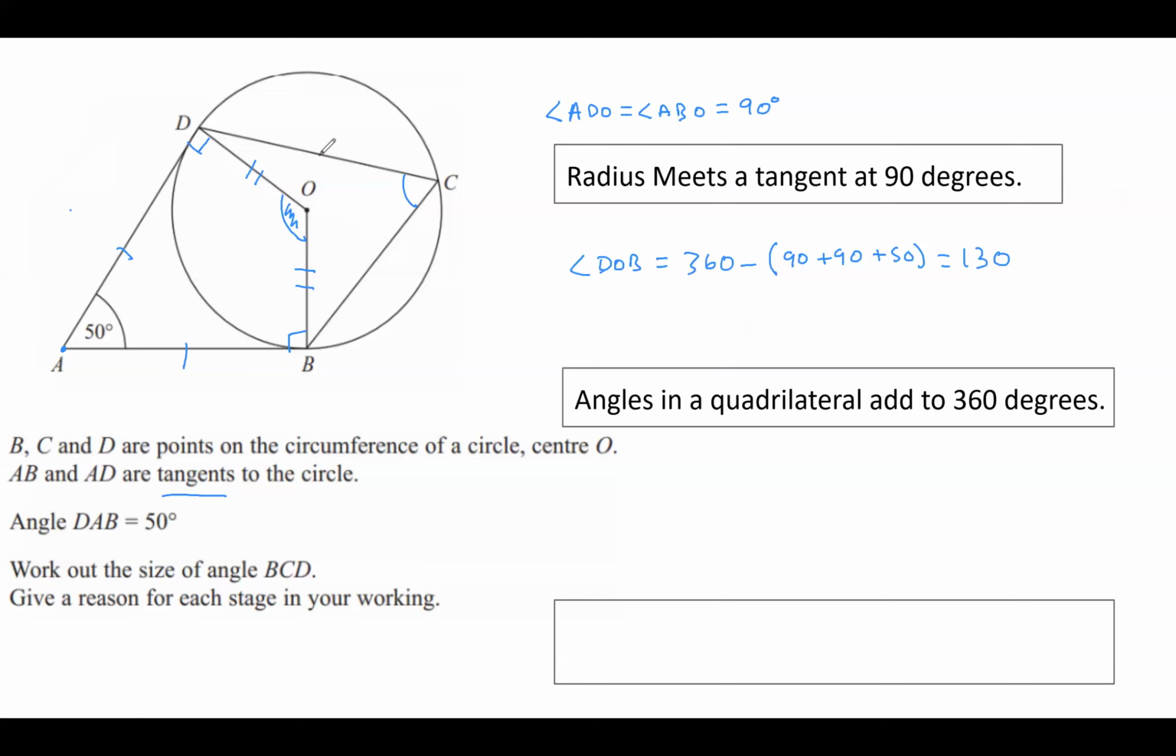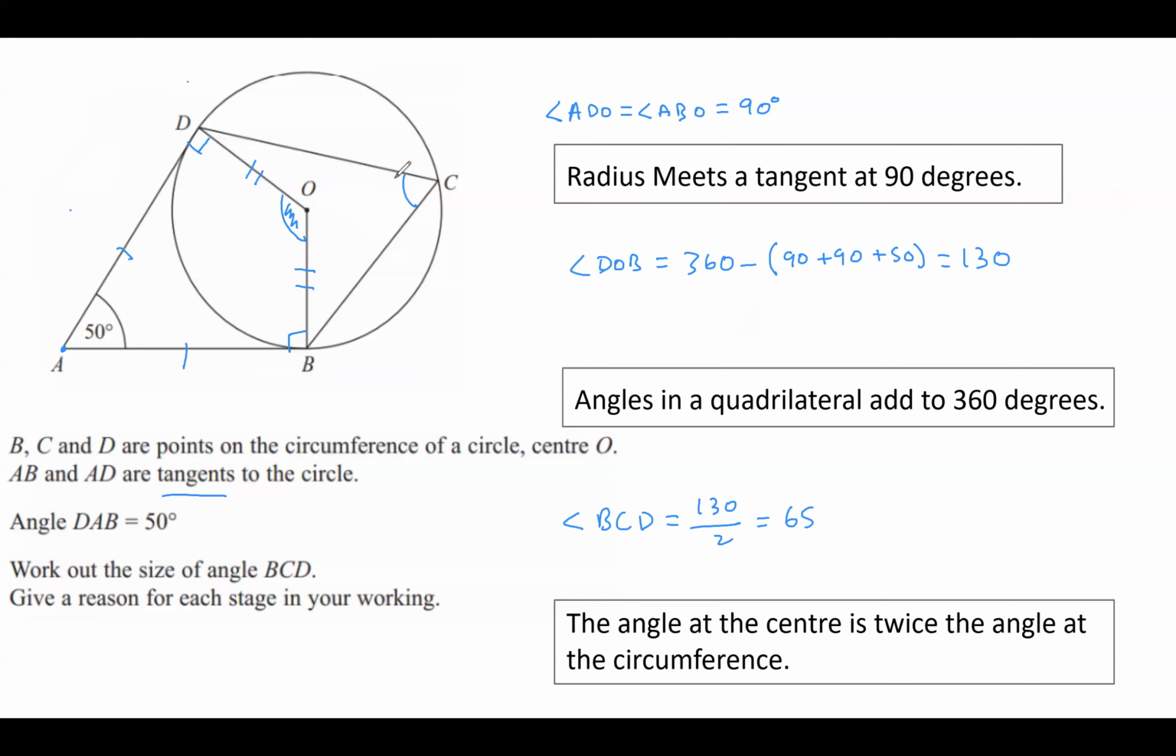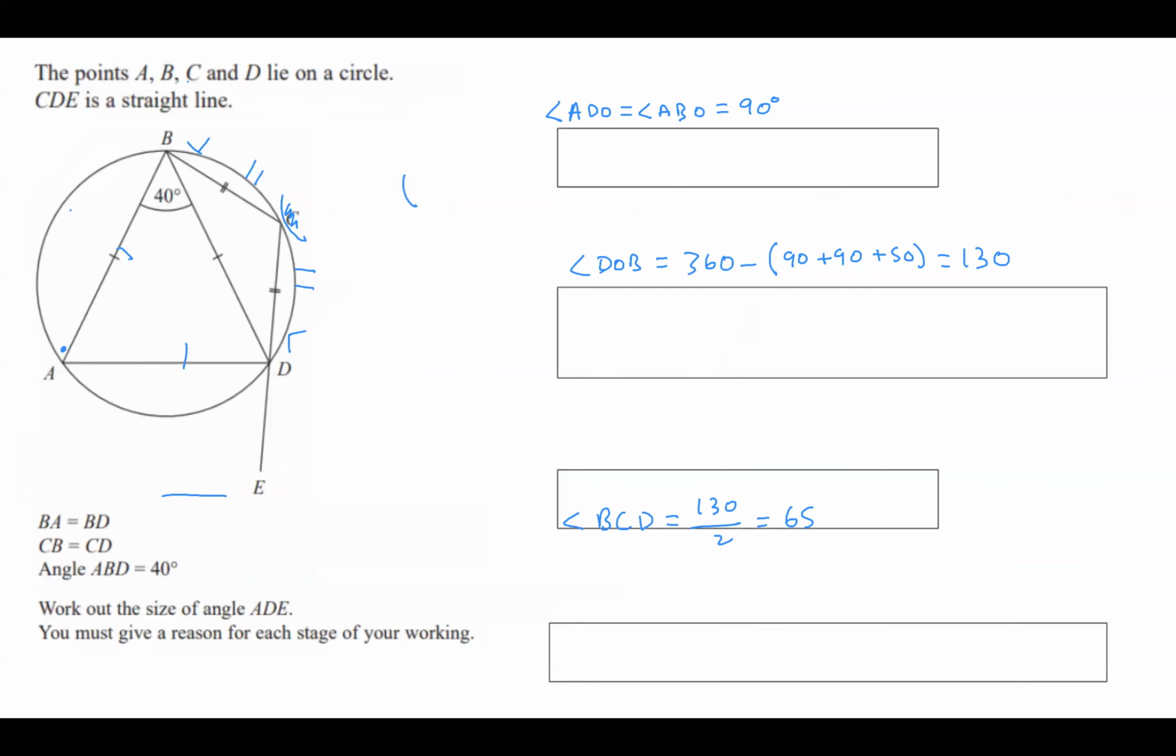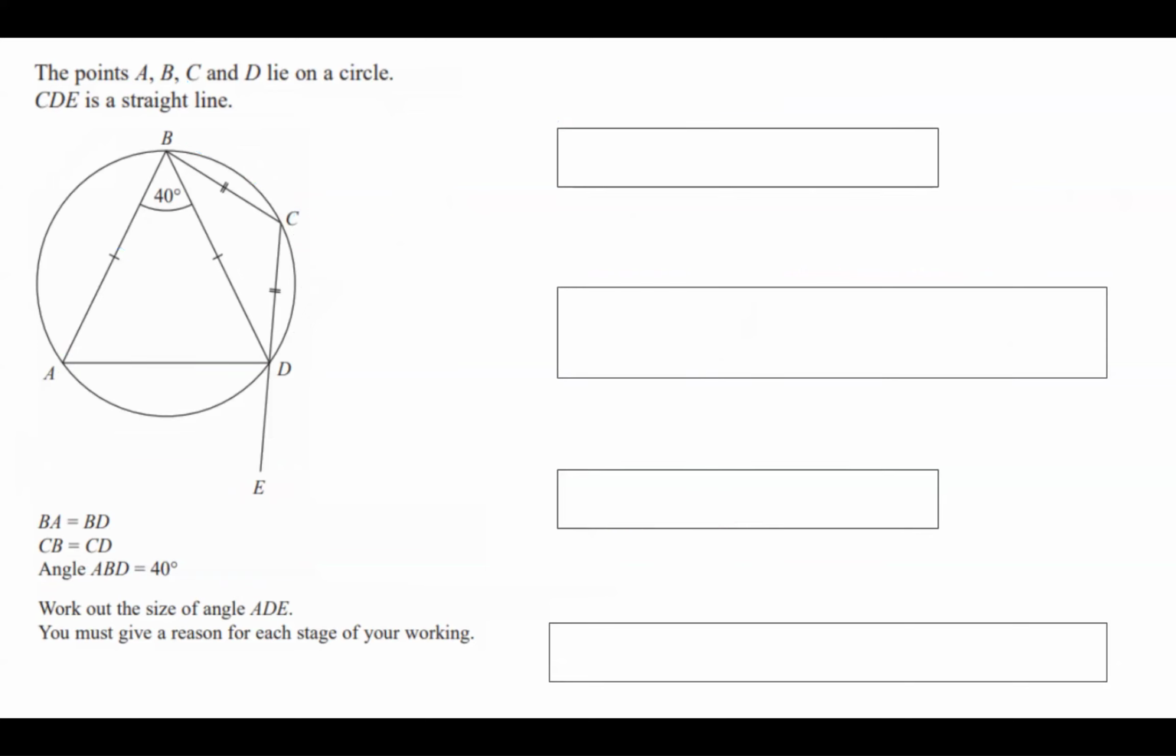And then lastly, we can work out the angle we're looking for. So angle BCD is equal to 130 divided by 2, which is going to be 65. And our reasoning is going to be the angle at the center is twice the angle at circumference. All right, awesome. Let's have a go at this one. So again, if you want to give this a go yourself, you can pause the video and do so.